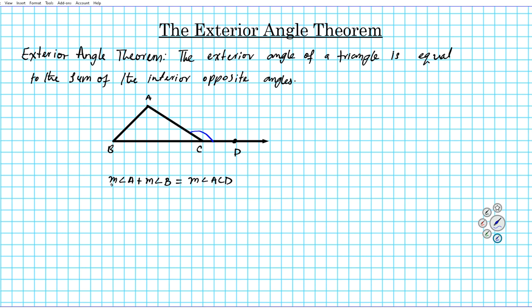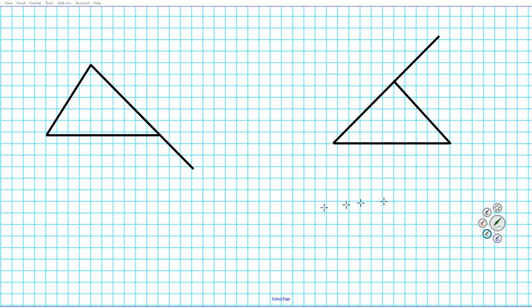Okay, so just note that these two right here are considered the interior opposite angles. And this guy right here, measure of angle ACD, this is the exterior angle. All right, so let's go ahead and take a look at two examples. For these two examples, the task is for us to solve for x. Okay, so let's write that down. Solve for x.